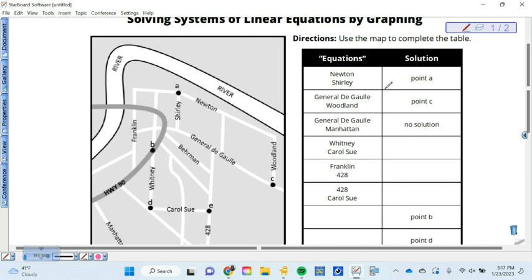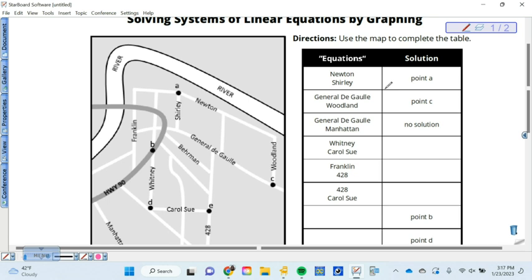So Newton and Shirley. Newton is right here, Shirley's right there. They intersect at point A. General de Gaulle and Woodland. General de Gaulle, Woodland. Intersect at point C.